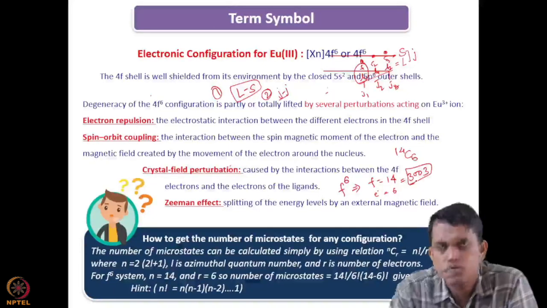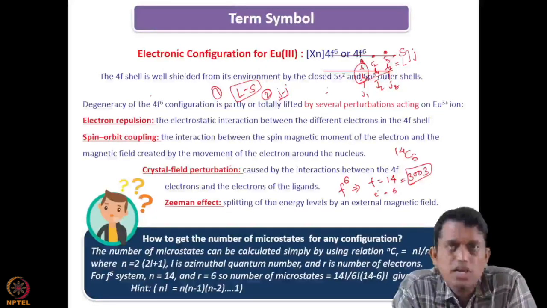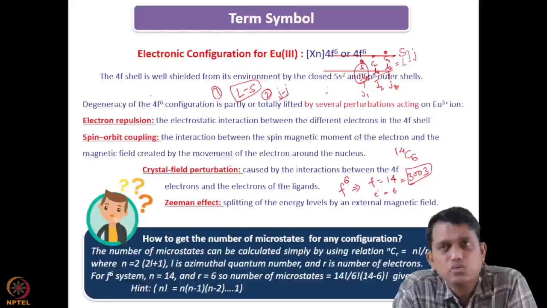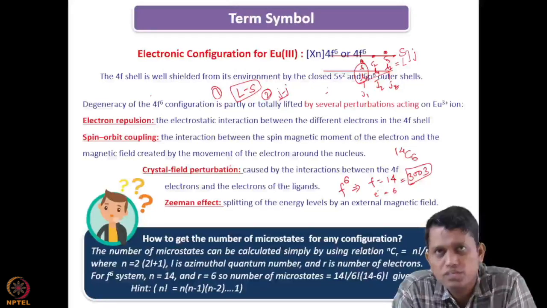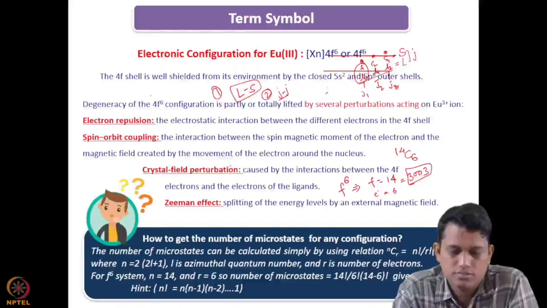You can just imagine, there are almost 3003 ways of arranging electrons into the f orbitals for a simple f6 configuration, and all these configurations are not energetically the same. So we will try to see which configuration has what energy and what the ground state configuration is. This understanding comes from the term symbol, because the term symbol tells you about the stability, or the energetic labeling, of the electronic configuration.